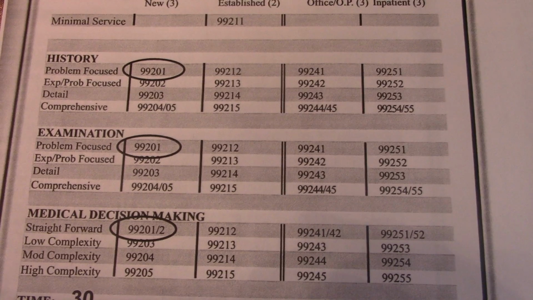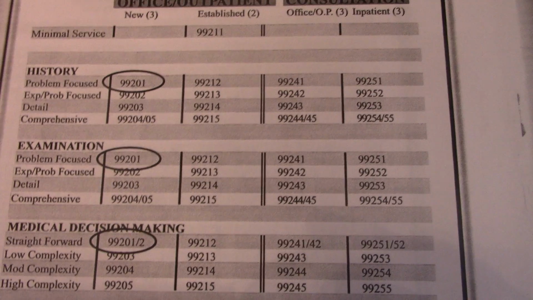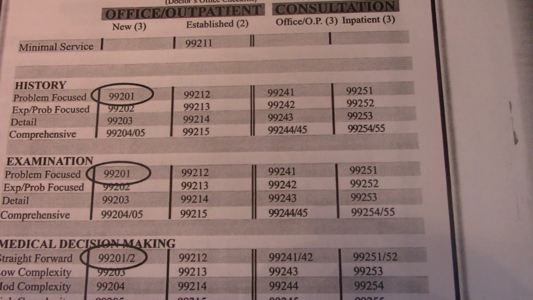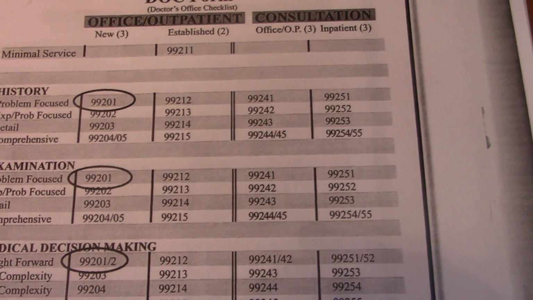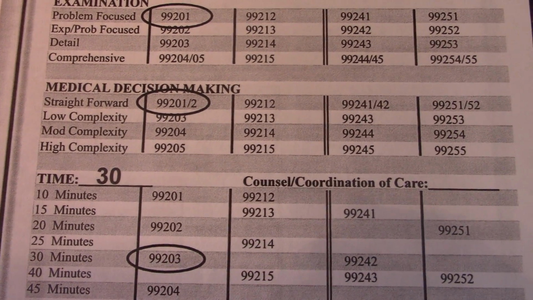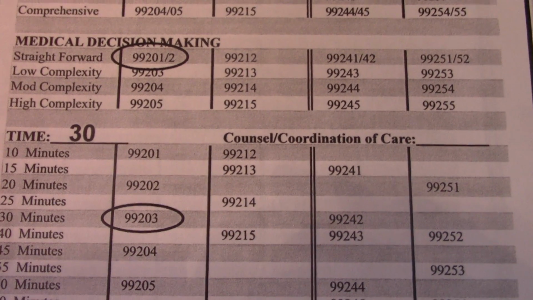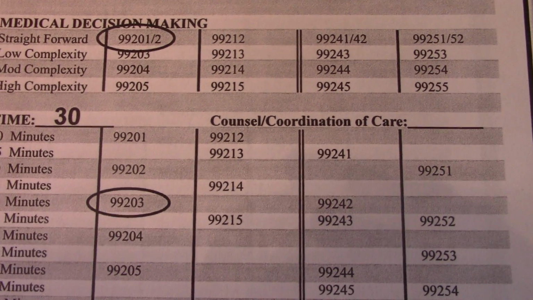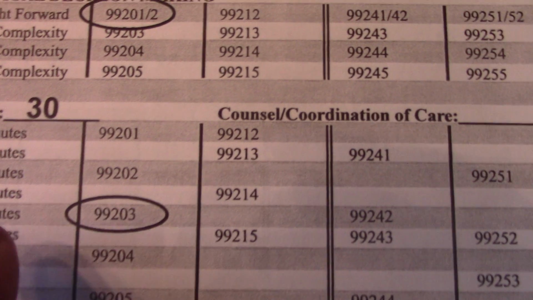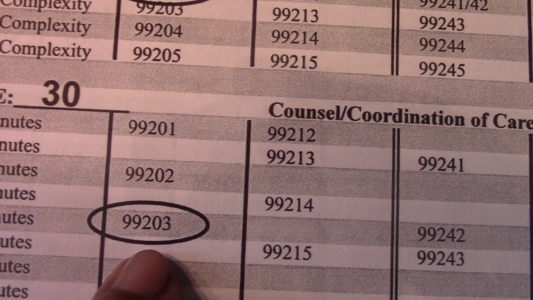Well, guess what? At the end of this visit, however, the mother of the little boy goes on to explain that her son has had problems concentrating in school and asks you for some advice on what to do. So in other words, this 10-minute visit now becomes a 30-minute visit. You see that? By looking at the circle on the doc form, you can see where time, 30 minutes, becomes a 99203.